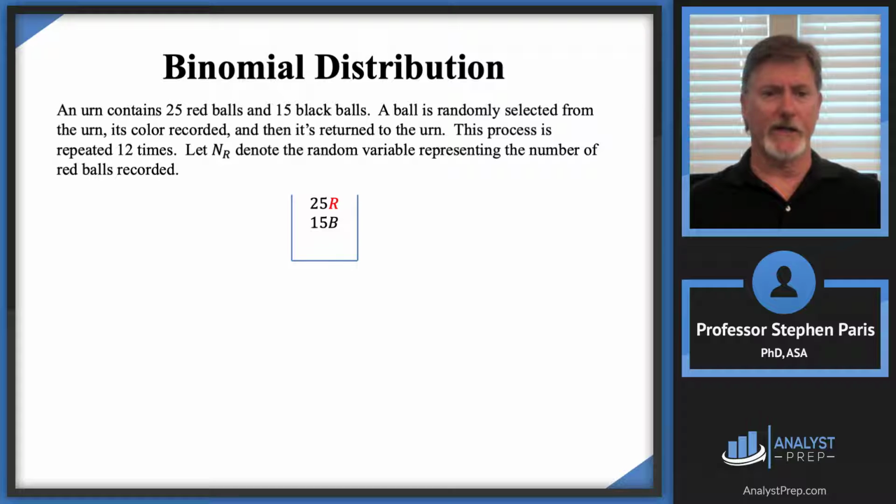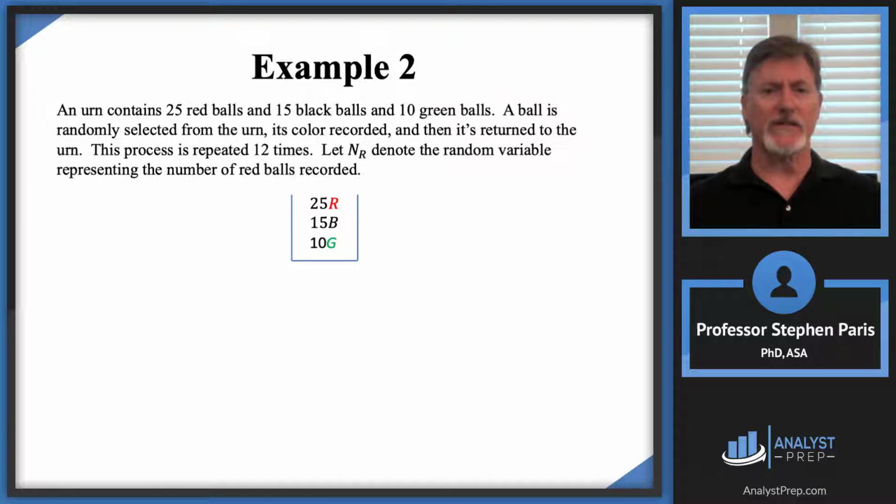Okay, so now let's go back and clean up the slide a little bit. I haven't changed anything. I just took off the work that we've done and described the example. Now let's tweak this example a little bit. There are different ways to tweak it. One way is to add some more balls of a different color to the urn. So let's add 10 green balls to the urn. So now I have red balls, black balls, and green balls.